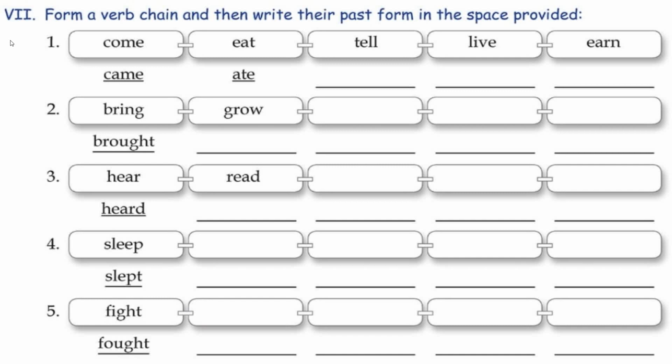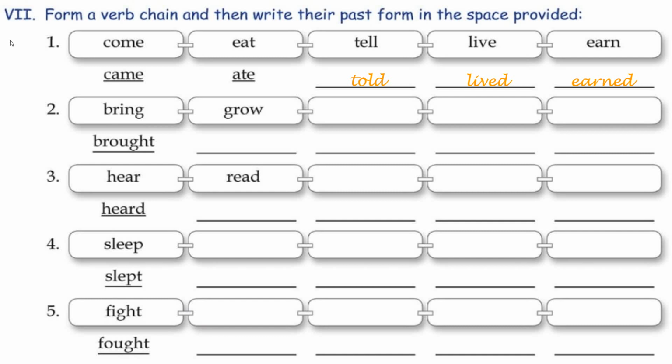And now you have to change all these words into past tense, like come, came, eat, ate, tell, told, live, lived, earn, earned. Now come to question number 2. First one is written bring, last letter is G, so it is written grow. See children, I have done the book exercise, but please try to give your own words.